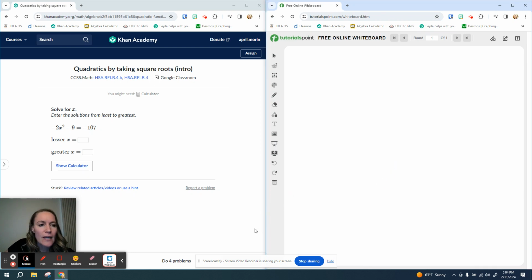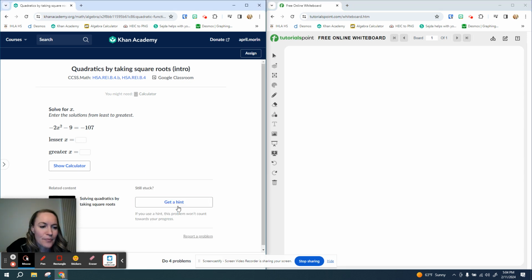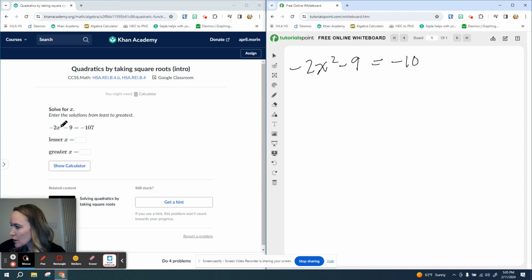So if I'm trying to see what I want to do here. Okay, so because we have an x squared here, we don't have any x's, we don't need to factor. We don't need to do that foiling factoring stuff. So we're actually going to just isolate this x squared variable, and then we're going to take the square root. So let's write down our first problem. Negative 2x squared minus 9 equals negative 107.